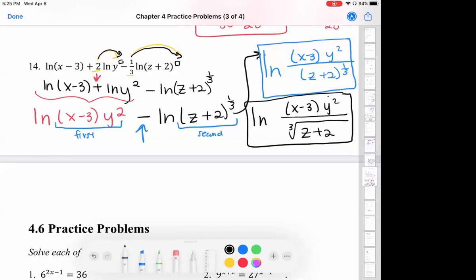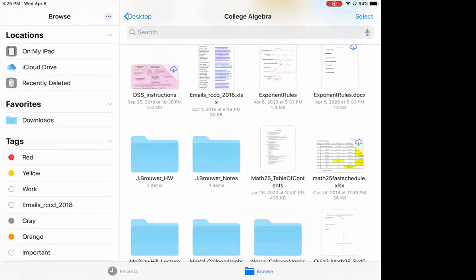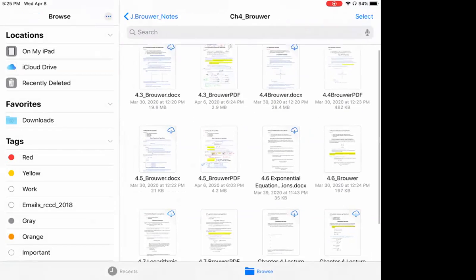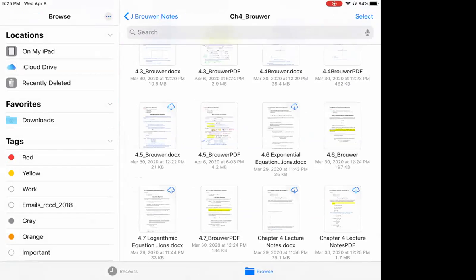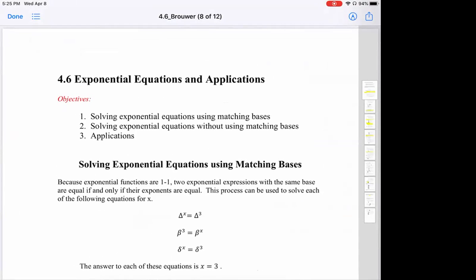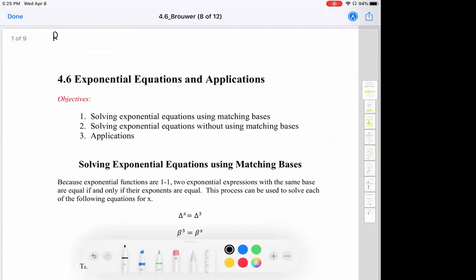Okay. Let's continue with our lecture. Continue with 4.6. Okay, as we go about this section, I want you to recall a couple of things. If I have log of a number, let's say 2, this whole thing is a number. Don't let log throw you off. Log, remember, it's just that we're writing it from an exponential form. But if you see log of a number, it's still a number.